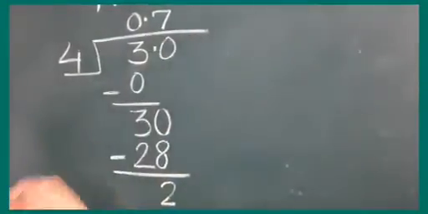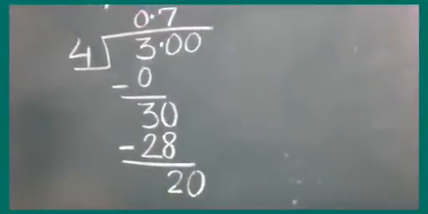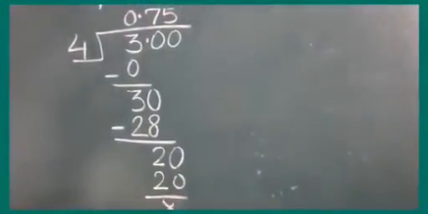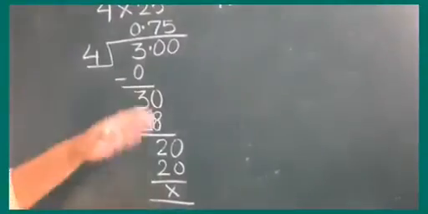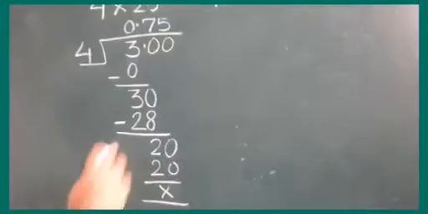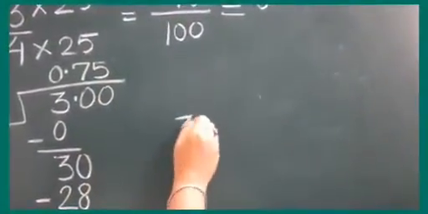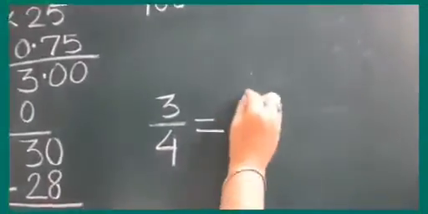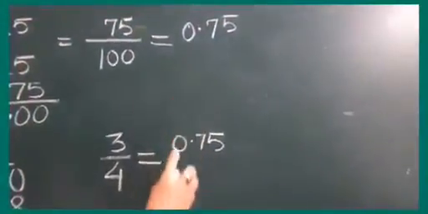Now we have no other number over here, so I can add one more 0. Now this becomes 20. Now in the table of 4, 20 comes at 5. So 4 fives are 20. Now the remainder is 0. Children, we will keep on dividing till the remainder is 0. So we can keep on adding zeros in the dividend. Now again the answer is 0.75. So I can say that the decimal number for the fraction 3 by 4 is 0.75. Now you can see that in both the methods my answer is the same.